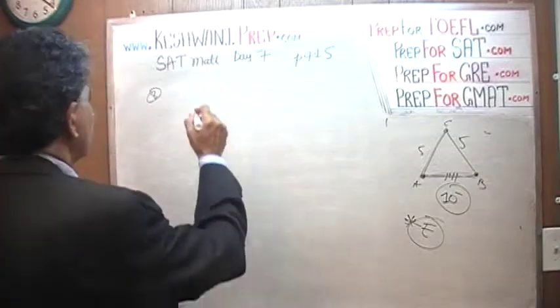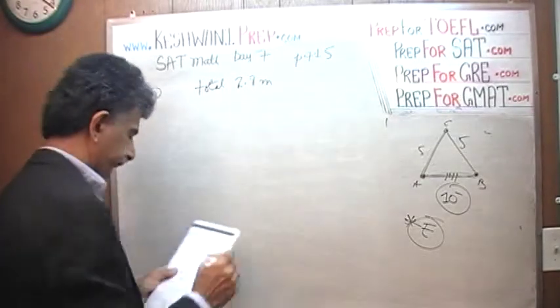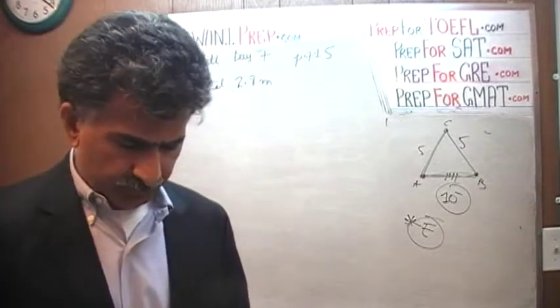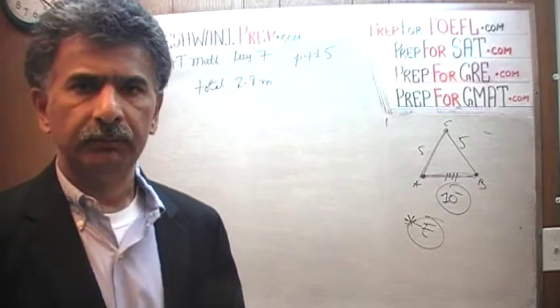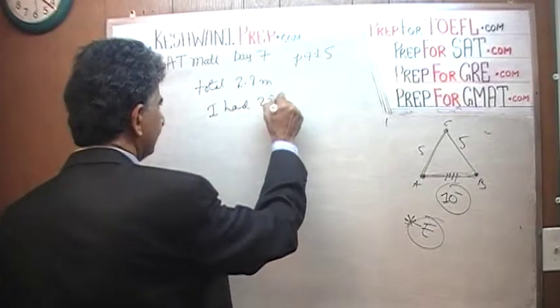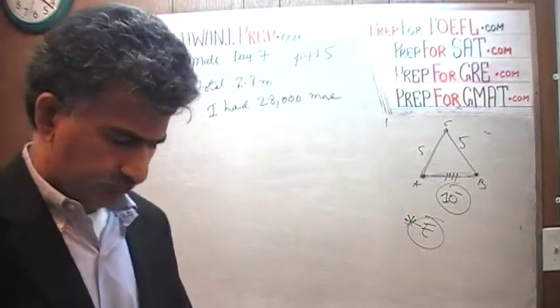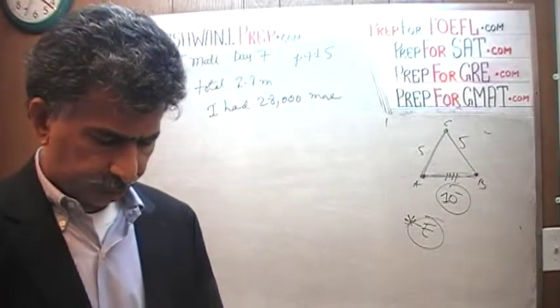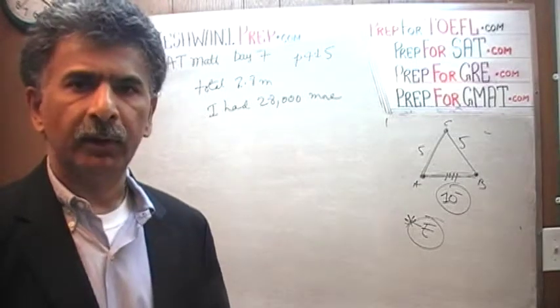Hold on, let's make a note. So the total is 2.8 million. We are told that candidate 1 received 28,000 more votes than candidate 2 did. Okay, so 1 had 28,000 more. What percent of 2.8 million votes were cast for candidate 1?